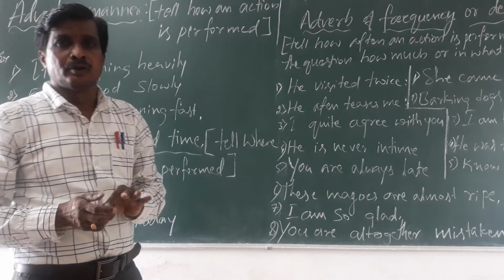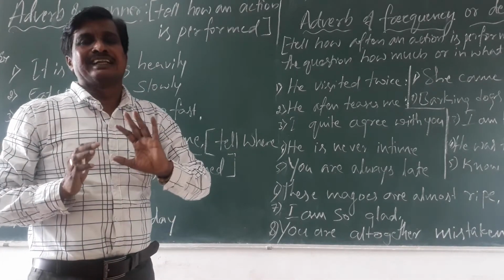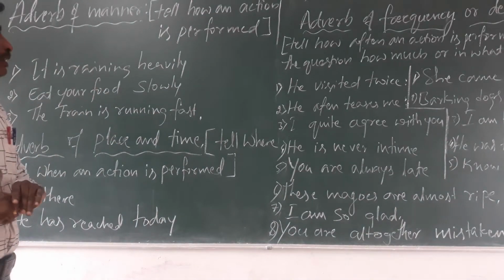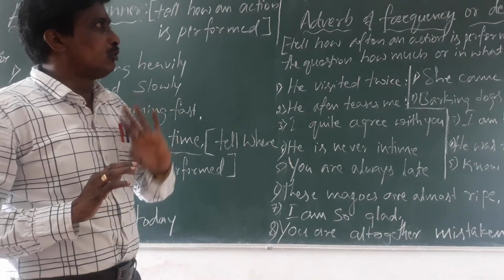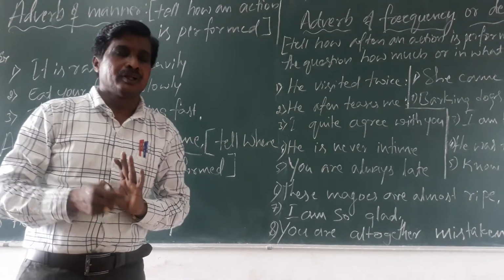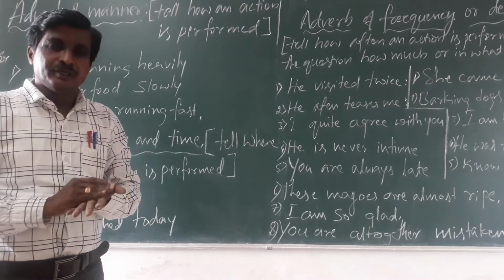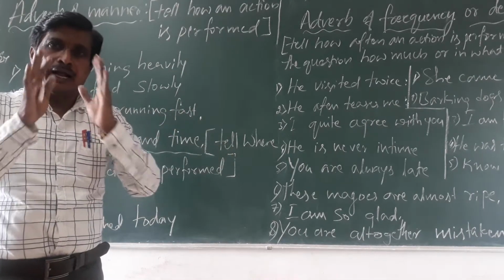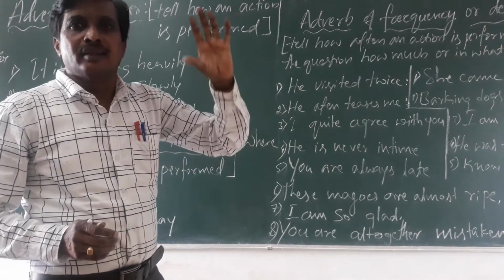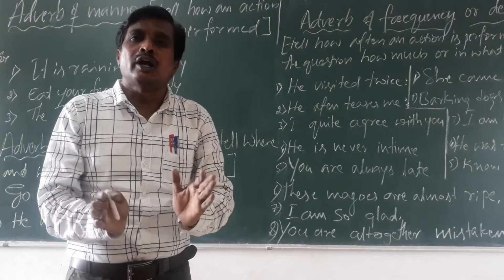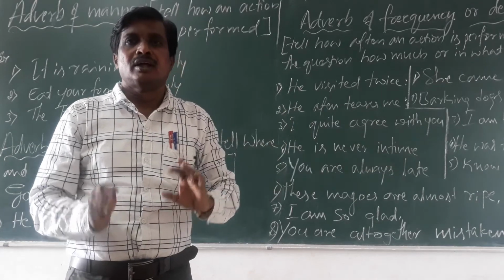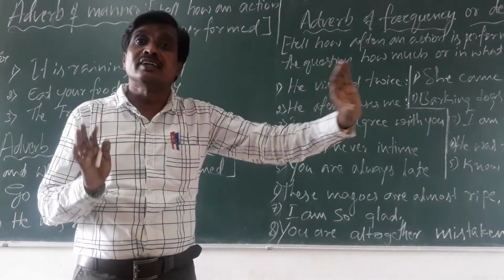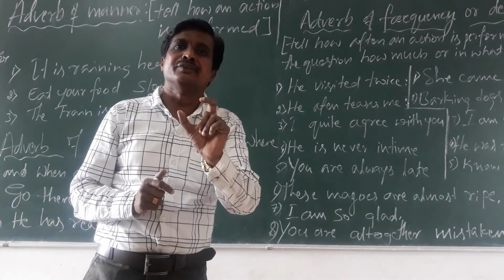Today we learn about the classifications of adverbs. Among them: adverb of manner, adverb of place and time, adverb of frequency and degree. As I told you, an adverb qualifies a verb, an adjective, another adverb, a phrase, and a total sentence also. Let us see the classification, adverb of manner.